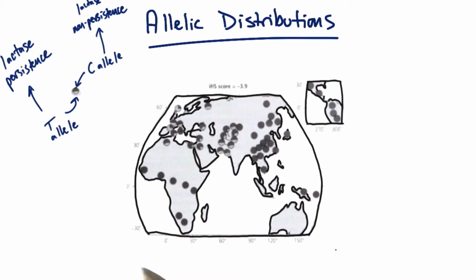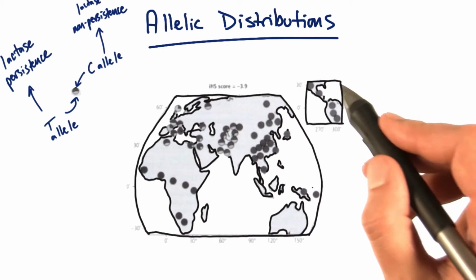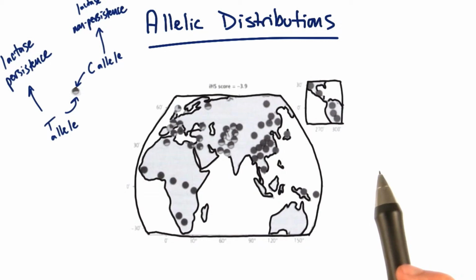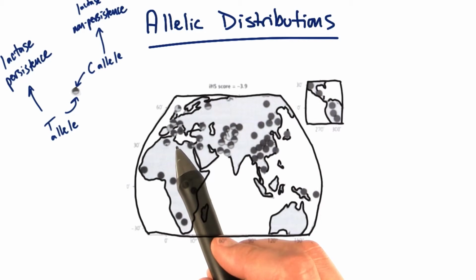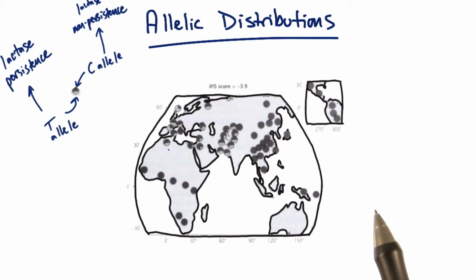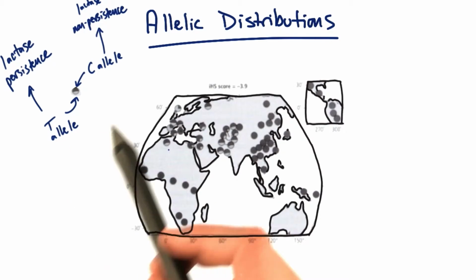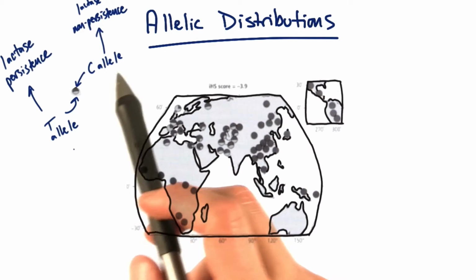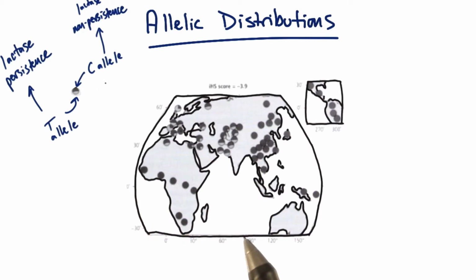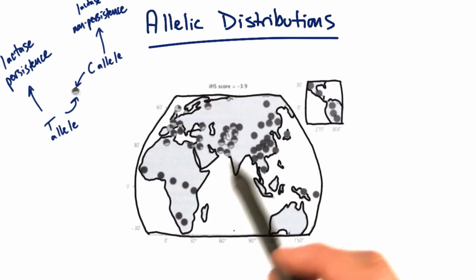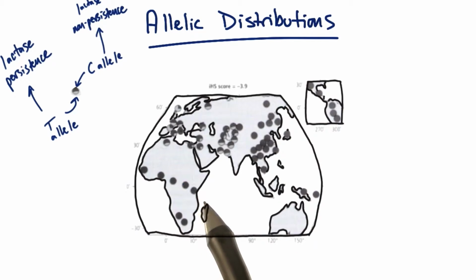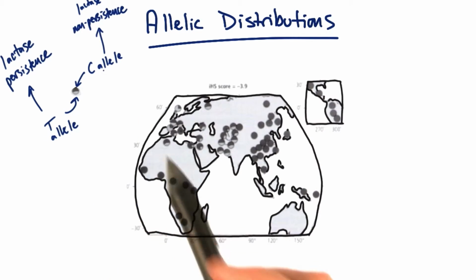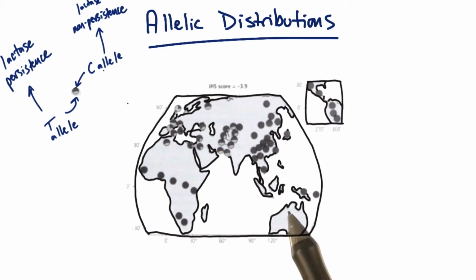Now, it may be a little hard to see here, but we have an outline of Africa, Europe, Asia, Oceania, and some of the Pacific Islands. We also have an inset here of Central America and South America. Now, each circle represents a snapshot currently of the prevalence of the T allele or the C allele. Remember, the T allele correlates with lactase persistence, and the C allele correlates with lactase non-persistence. And you can see, just looking at this map, each circle from each spot represents the prevalence of that allele in that region, in that given population.